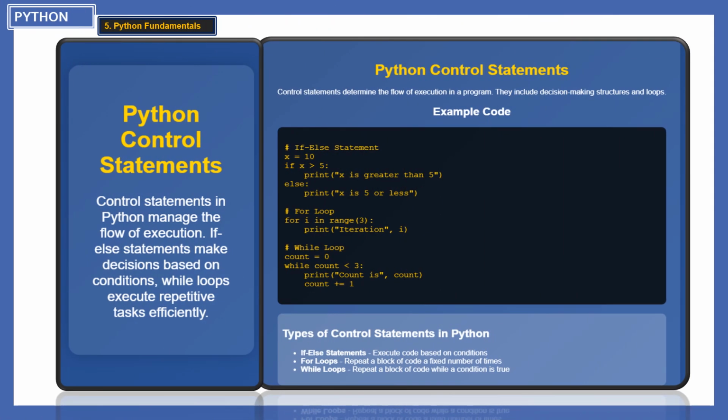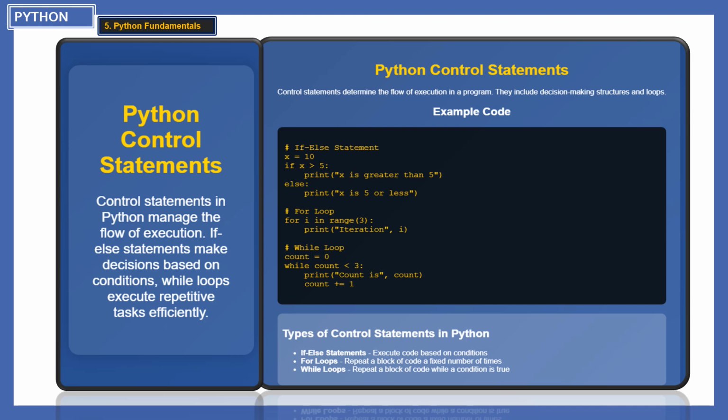Python control statements. Control statements determine the flow of execution in a program. They include decision-making structures and loops. If-else statements. If-else statements allow a program to make decisions based on conditions. For example, if a value is greater than 5, one block of code runs. Otherwise, a different block runs.